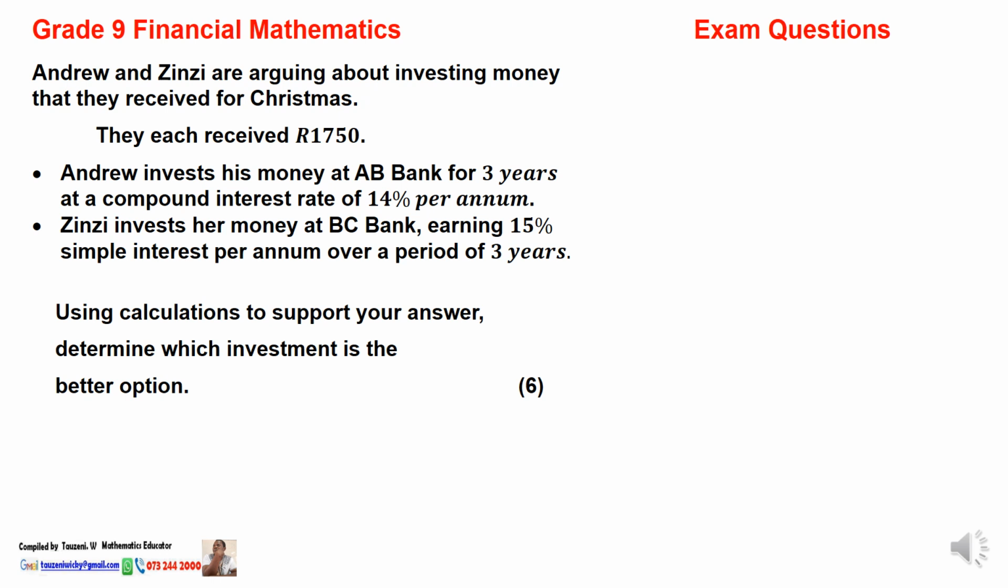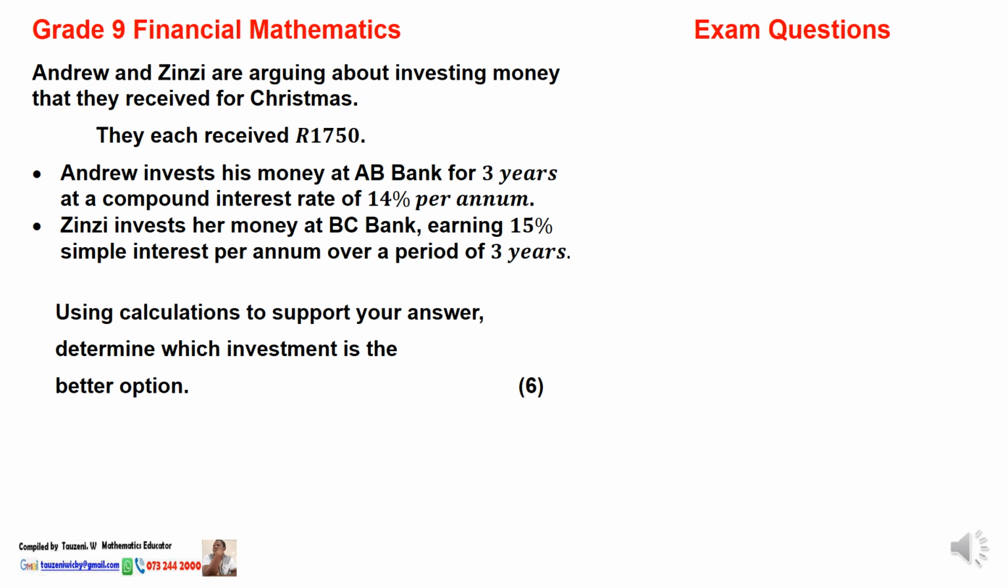Andrew and Zinzi are arguing about investing money that they received for Christmas. They each received 1,750 rand. Andrew invests his money at AB Bank for 3 years at a compound interest rate of 14% per annum. Zinzi invests her money at BC Bank, earning 15% simple interest per annum over a period of 3 years. Using calculations to support your answer, determine which investment is the better option.